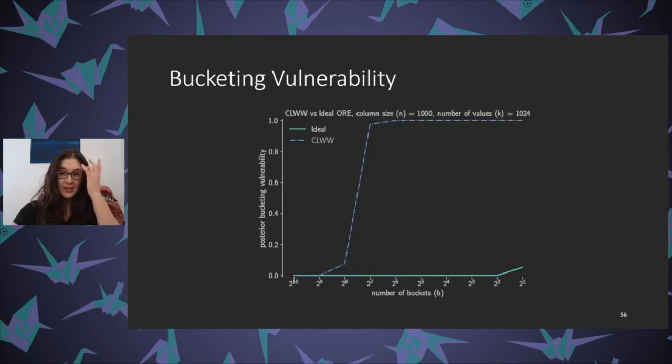But the results for CLWW-ORE are absolutely devastating. An adversary guessing only the first 7 bits of the value will succeed with probability over 97%. 7 out of the 10 bits guessed for all 1,000 people with 97% accuracy. So under a bucketing adversary, CLWW-ORE is much worse than ideal. And it turns out that just a few added bits of information can be devastating.